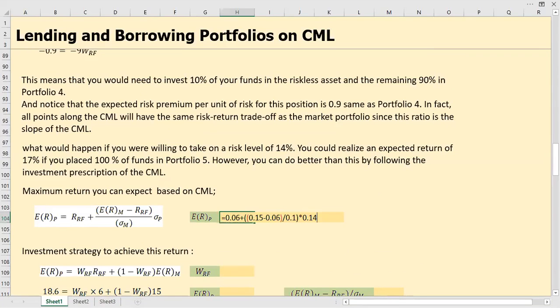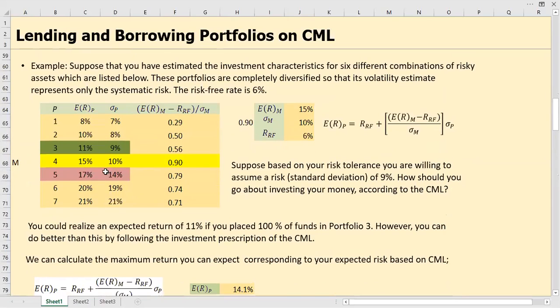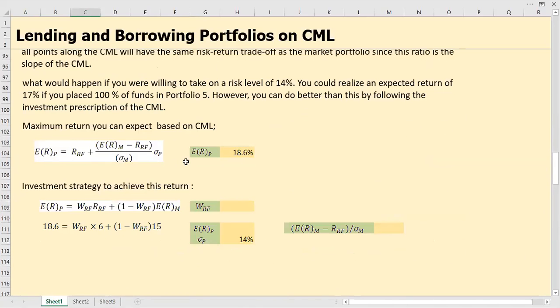Right? So if you get the value, you are going to end up with 18.6 here. Now you just imagine this. When you are assuming 14% of risk, you can go up to 18.6 of return if you are going to invest on the capital market line. But if you look at the portfolios given for us, when you are assuming 14% risk, you can only go up to 17% return. But the beauty of the capital market line is it will give you 18.6 for the same level of risk.